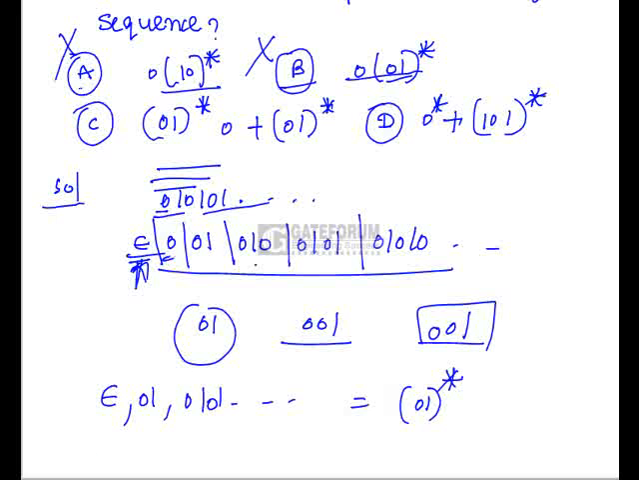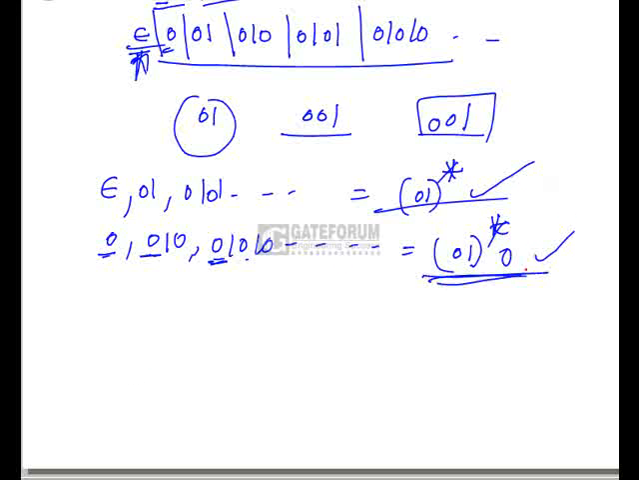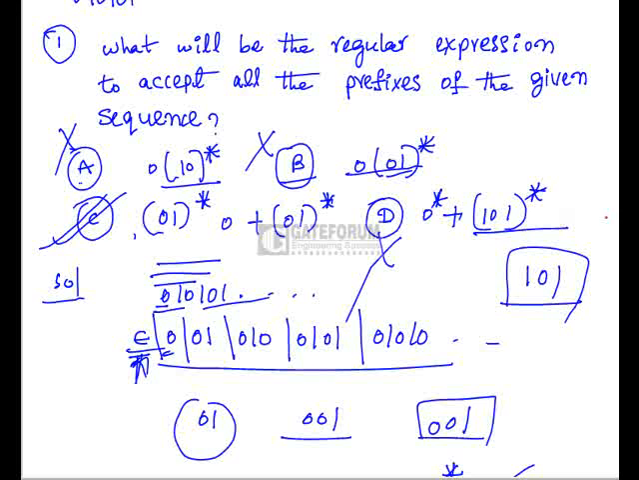Odd length prefixes are 0, 010, 01010, and so on. That means 0 is a must, and before that we can have 0 or more repetitions of 01. It can be written as (01) whole star 0. So either this or this is possible, that means (01) whole closure plus (01) whole closure 0. So option C is equivalent to this. Option D is wrong because 101 is not a prefix, but 101 is generated from this regular expression. So option C is the right option here.